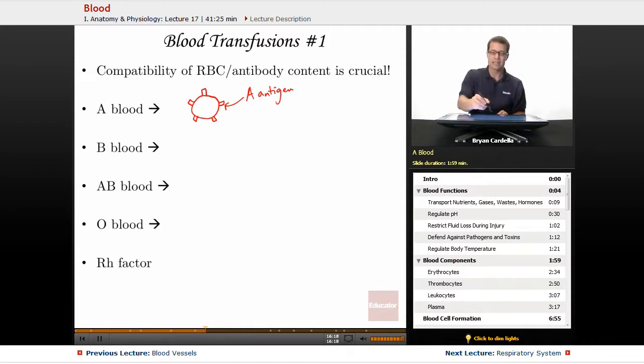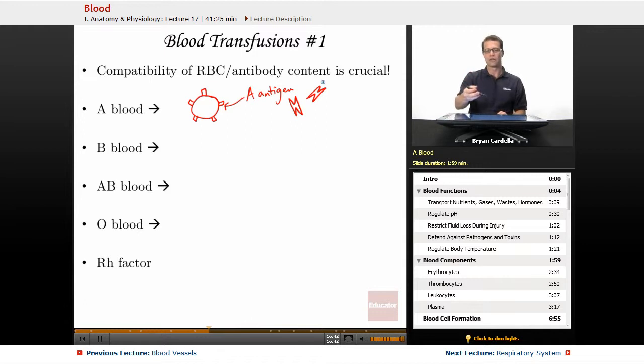Well, there's antibodies with respect to this too. So this is a red blood cell that belongs in this person's body, and they have this kind of antigen on the surface, and I'm giving it that kind of squarish shape. Well, the person with A blood has an antibody that goes against B blood. So right next door to it, you're going to have antibodies that look like this.